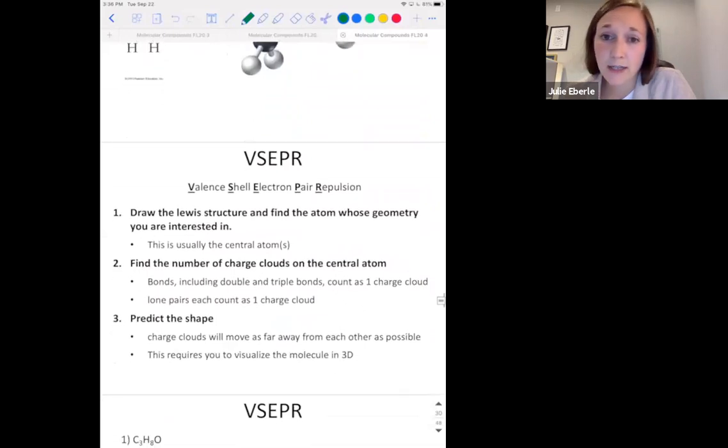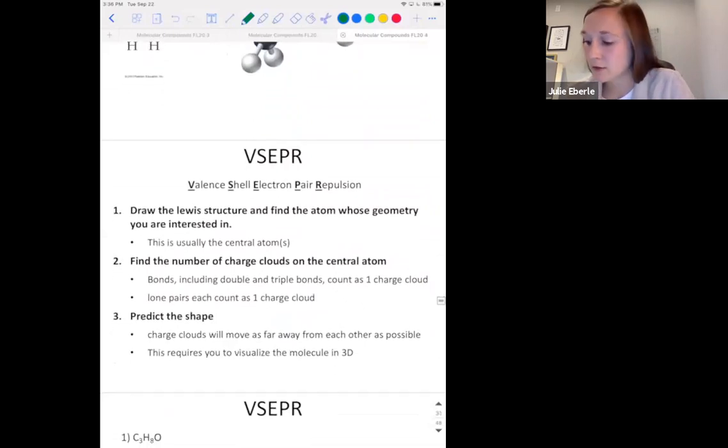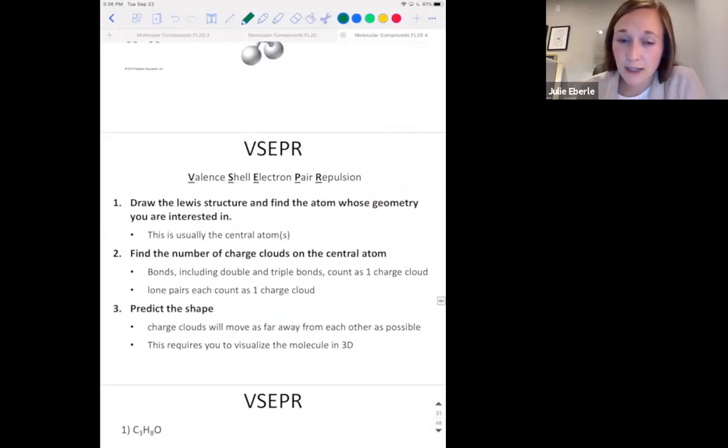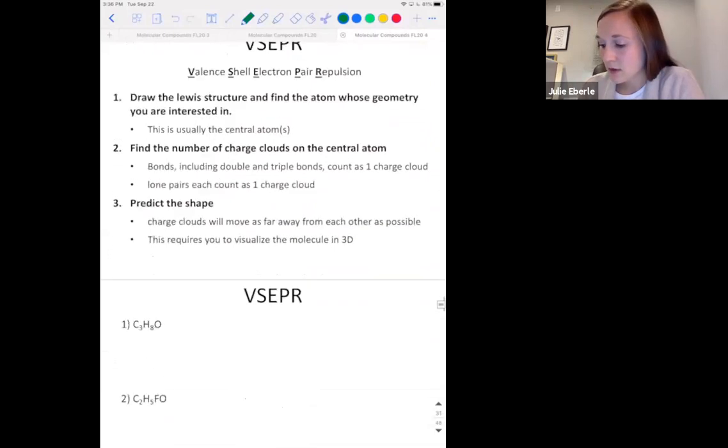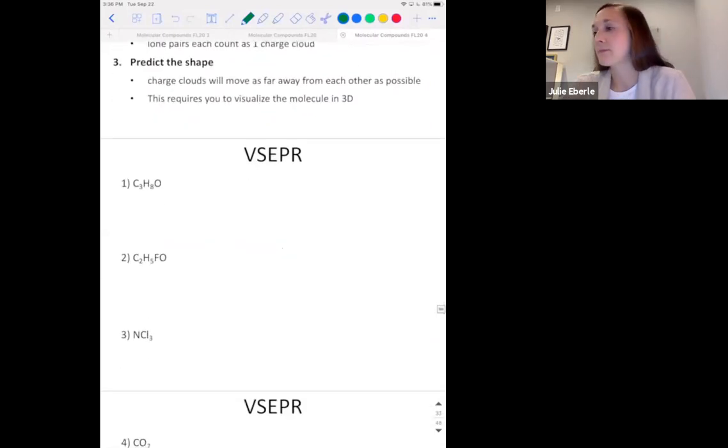Okay, well now we're gonna practice. So get some paper out, grab a pencil. Here's the rules again. I just have everything filled in for you. Let's actually draw some of these out.